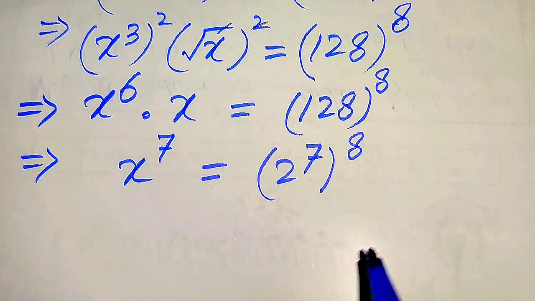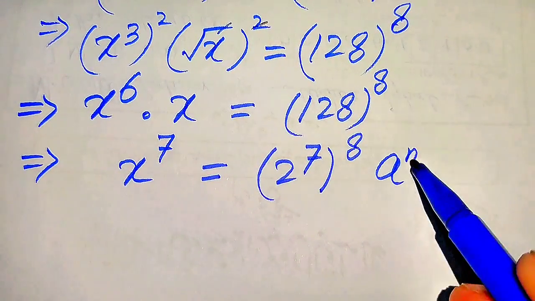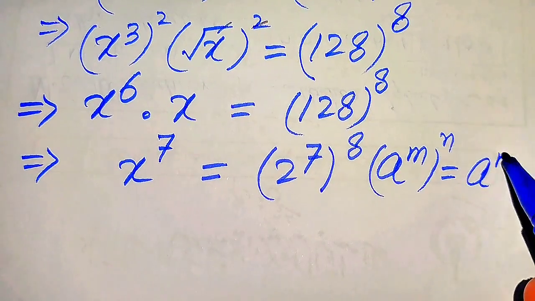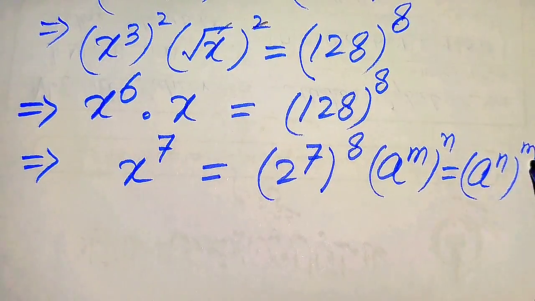So here we use another exponent law, and you know that if we have a to the power of m to the power of n is equal to a to the power of n to the power of m.